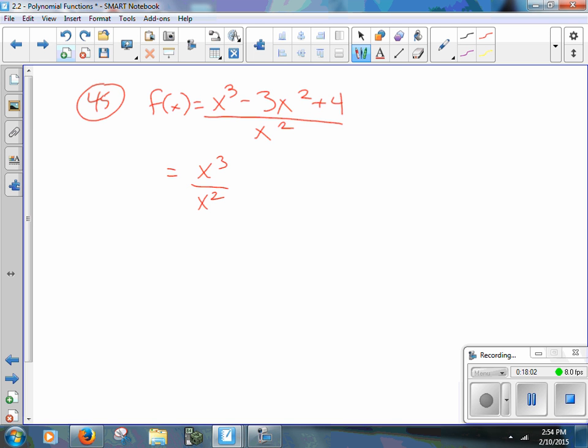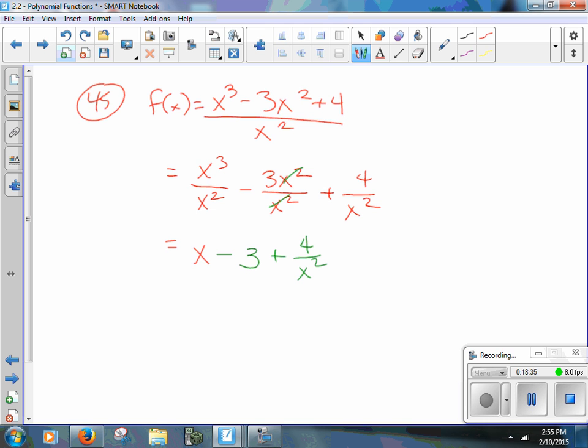Take each term in the numerator and put it over the denominator, because look, when you add and subtract fractions, don't they all have to have the same denominator? Yeah. All right, so then simplify. What's x cubed divided by x squared? Where does it go, top or bottom? Top. What's 3x squared divided by x squared? 3. What's 4 over x squared? It's 4 over x squared.